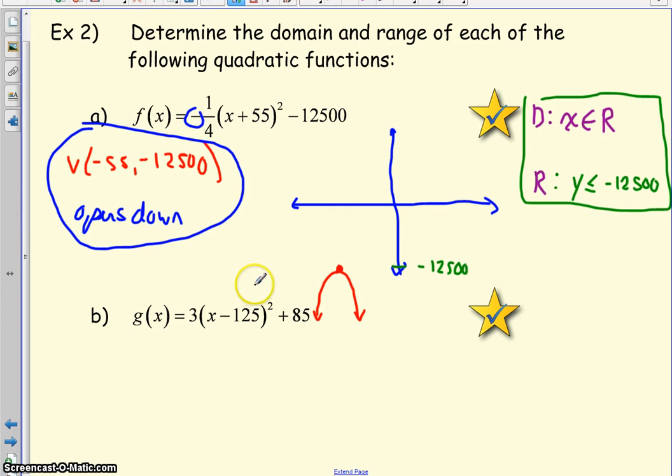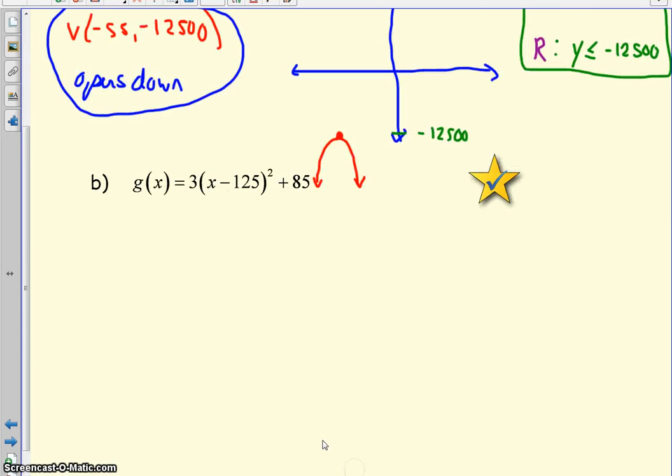So I'd like you to try and do the same thing here. We've got another function g of x. See what information you can get about the parabola just by looking at the equation. Make a very, very quick sketch and see if you can find the domain and range for that one. Okay, so give it a try, push play when you're ready to go through it together.